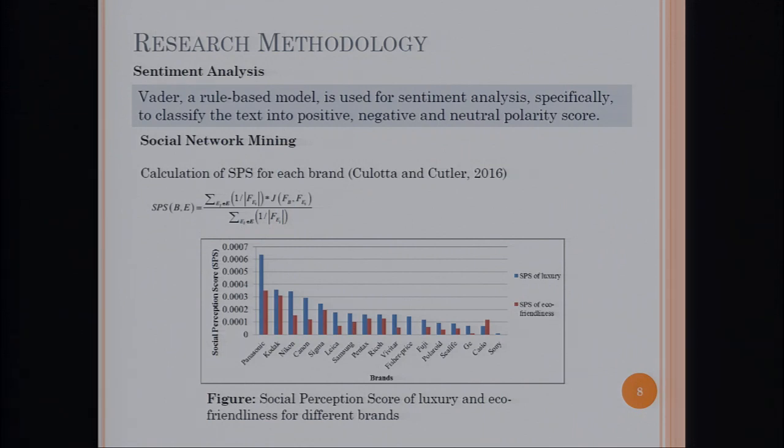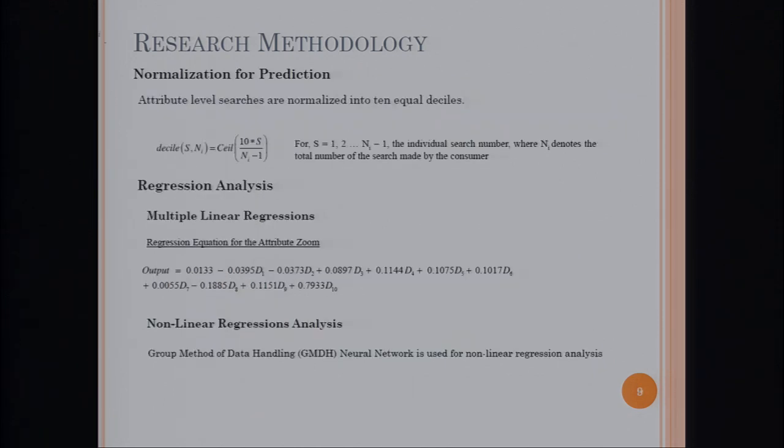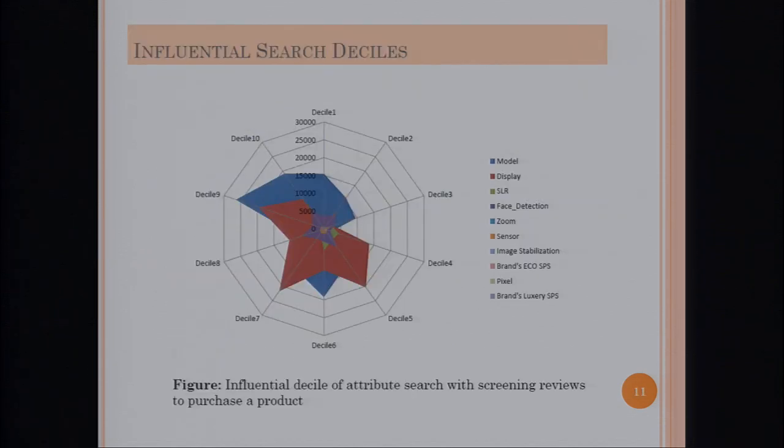Sentiment analysis is used to classify the text into positive, negative and neutral polarity, and social network mining is applied to find out the product quality score. And here two regression analyses are used, nonlinear and linear regression, to find out which attributes follow linearity and which attributes do not. This is the prediction graph. The search is divided into 10 deciles to find which attribute is most profitable in which decile, like display: consumers initially didn't search display, but in the middle they search display.